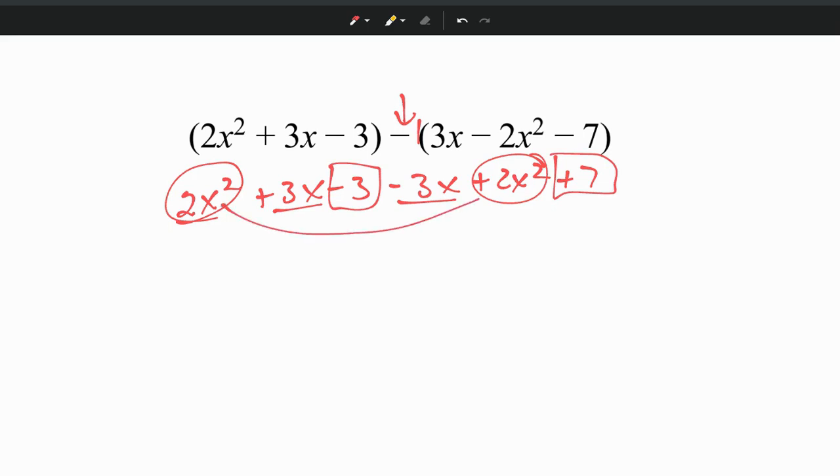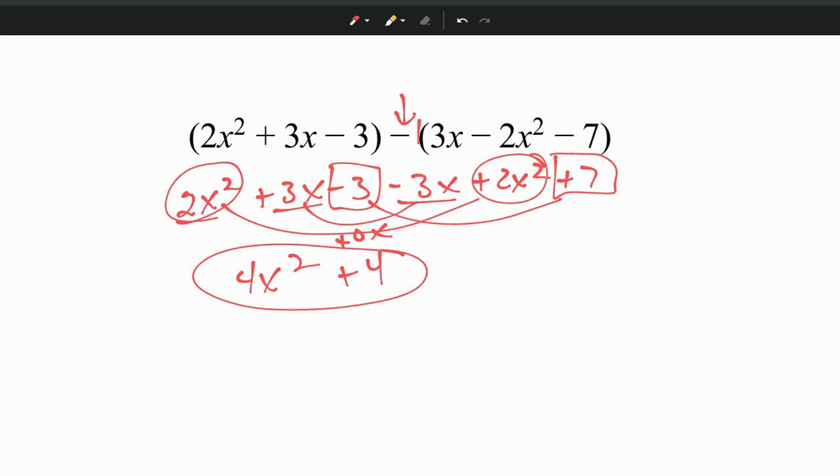The 2x squareds give us 4x squared. The 3x minus 3x gives us 0x, but we don't need to write that. And the negative 3 plus 7 gives us positive 4. So we get 4x squared plus 4.